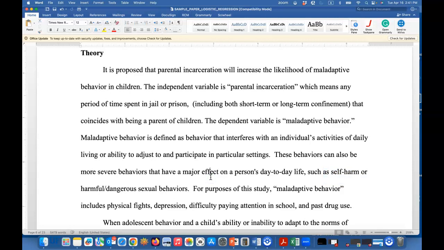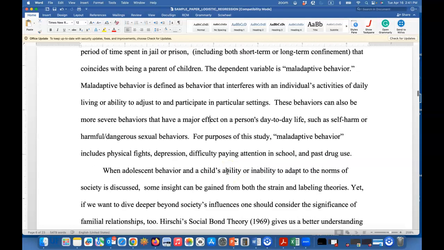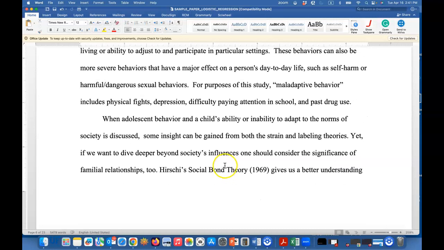So now that we're very clear with what we're studying in this particular paper, now we can jump into the theory itself. When adolescent behavior and a child's ability or inability to adapt to the norms of society is discussed, some insight can be gained from both the strain and labeling theories. So it's okay to bring up other theories, but it should be just a quick mention. Don't go into a lot of detail. Yet, if we want to dive deeper beyond society's influences, one should consider the significance of familial relationships too.